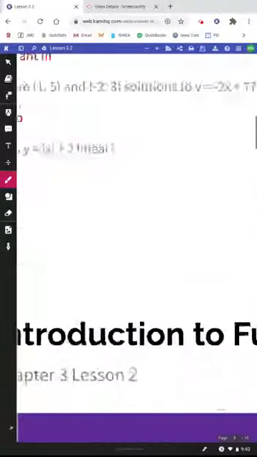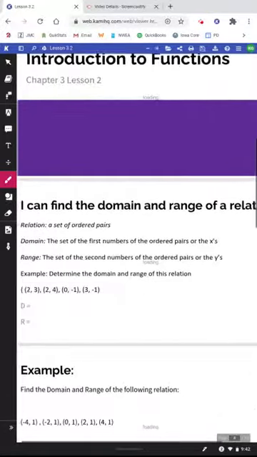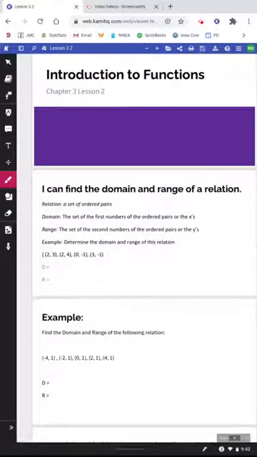Okay, Chapter 3, Lesson 2, Introduction to Functions. The first thing we're going to talk about is domain and range. If you remember from Algebra 1, the domain is all of the x terms, so it's the first numbers of the ordered pairs. And the range is the second numbers, or all of the y terms. A relation is just a set of ordered pairs.